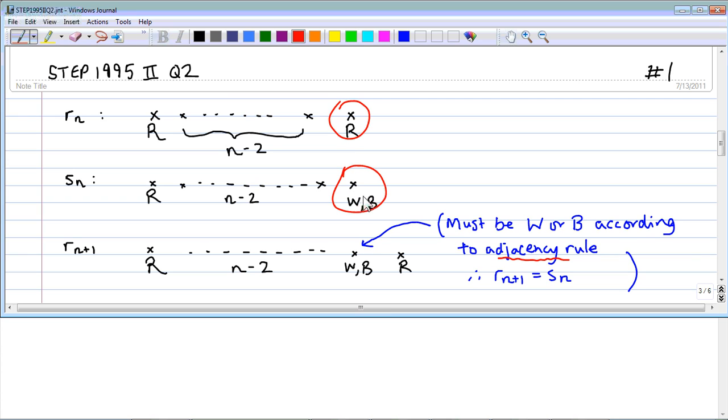So if you just think for a minute what that implies, if we add all the cases where the final post is red to all the cases where the final post is either white or blue, well, that means we've got all possibilities, haven't we?